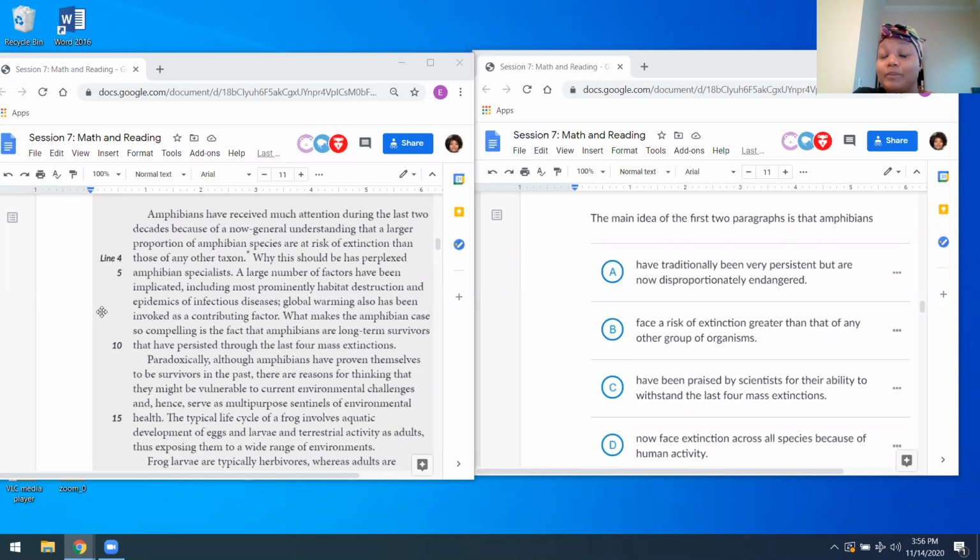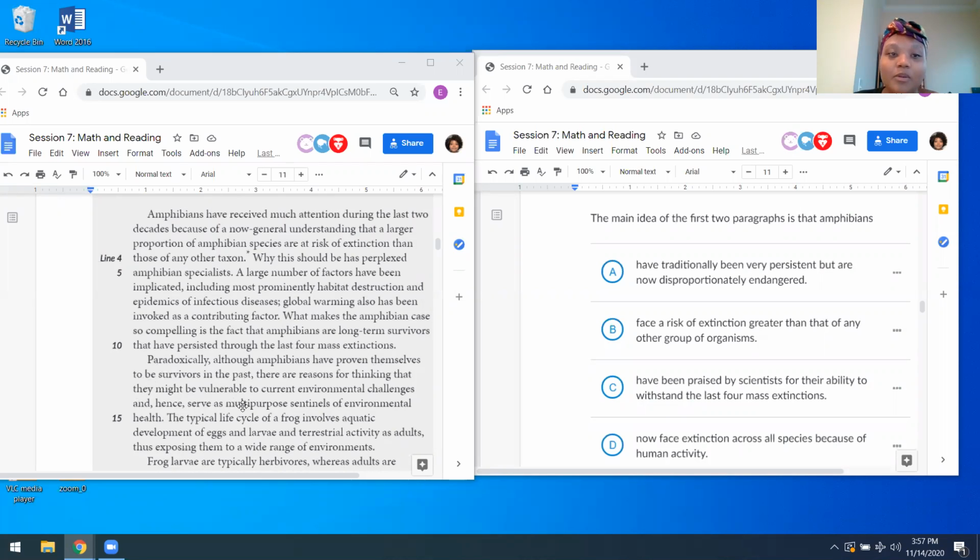This first sentence: amphibians have received much attention in the last 2 decades because of the now general understanding that a larger proportion of amphibian species are at risk of extinction than those of any other taxon. And the last sentence of the first paragraph reads: what makes the amphibian case so compelling is the fact that amphibians are long-term survivors that have persisted through the last 4 mass extinctions. And the first sentence of the second paragraph reads: paradoxically, although amphibians have proven themselves to be survivors in the past, et cetera.